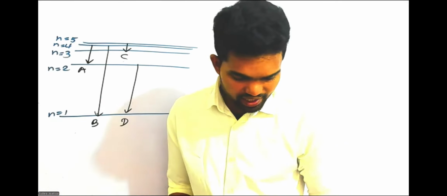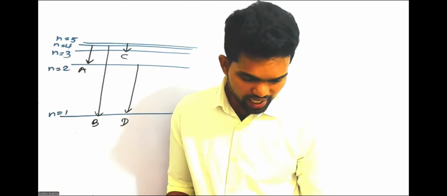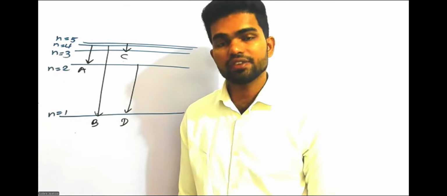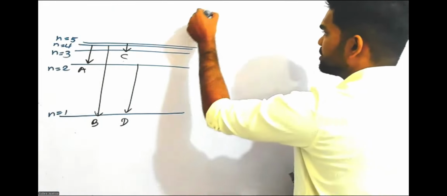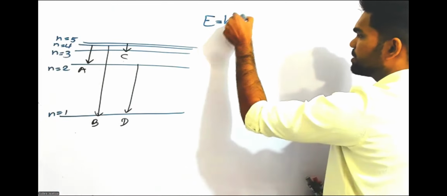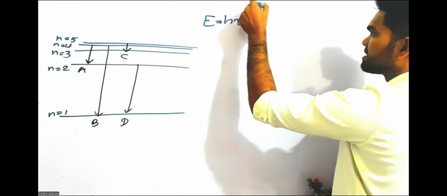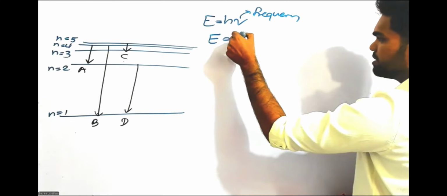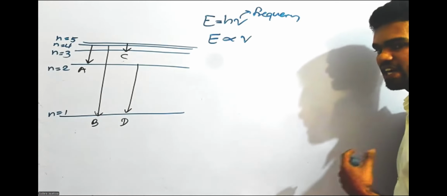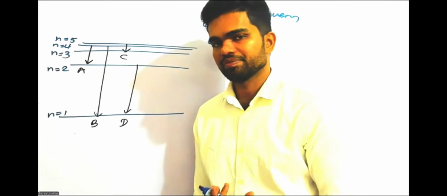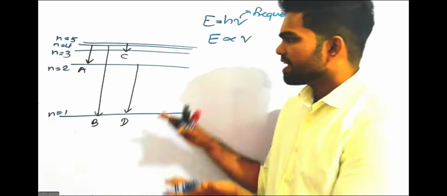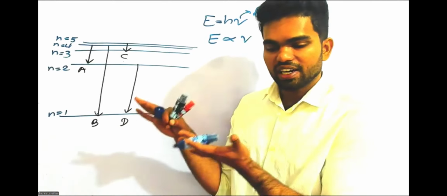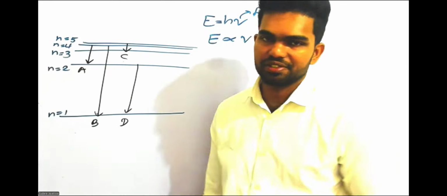Now look at what the question is asking. It's asking you to arrange them in ascending order of their frequency. According to the Planck equation, E equals h nu, where nu is the frequency. So energy is proportional to frequency. If it has a higher energy, a higher frequency will be there. How do we get an idea about the energy? These are energy levels, so the transitions among them represent the energy.